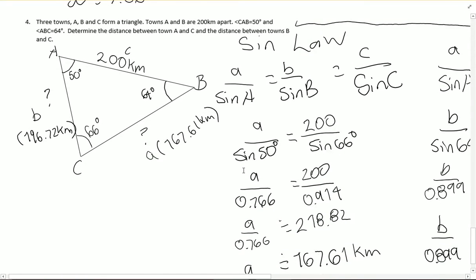Now on to the next question, which is basically three towns that form a triangle. Towns A and B are 200 kilometers apart, angle CAB is 50 degrees, and angle ACB is 64 degrees. Using that information, I was meant to determine the distance between towns A and C and the distance between towns B and C, which I labeled here and here.